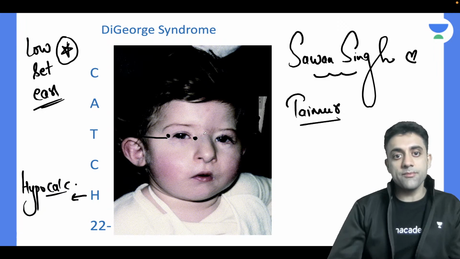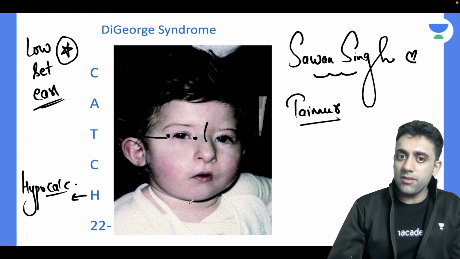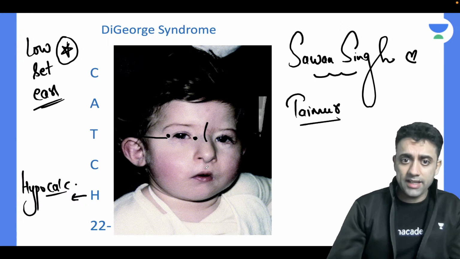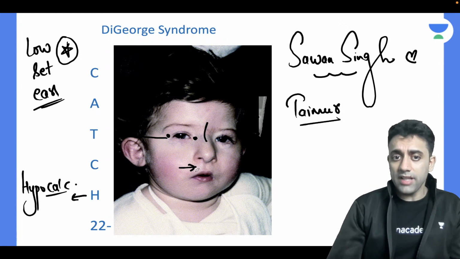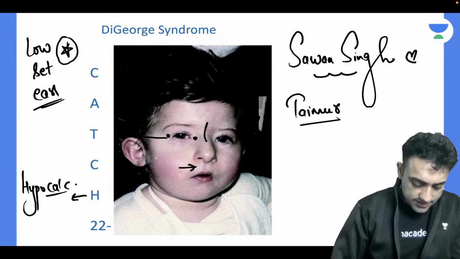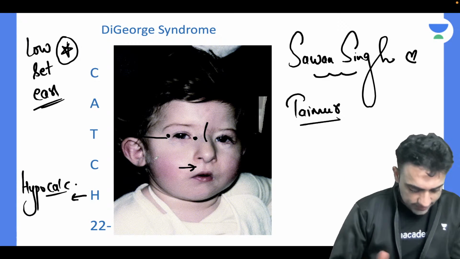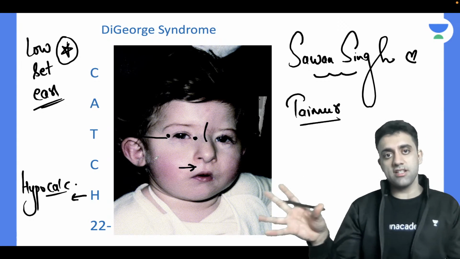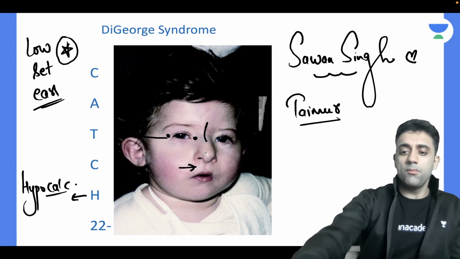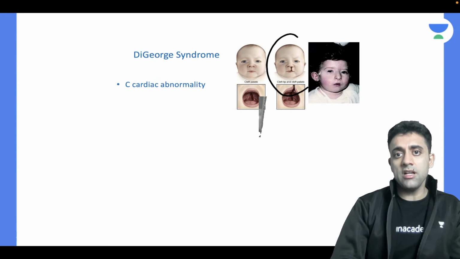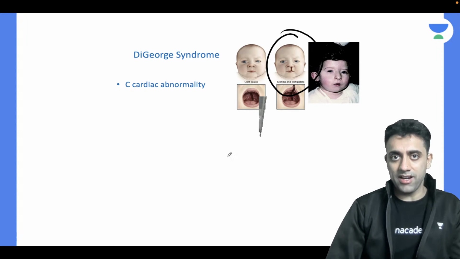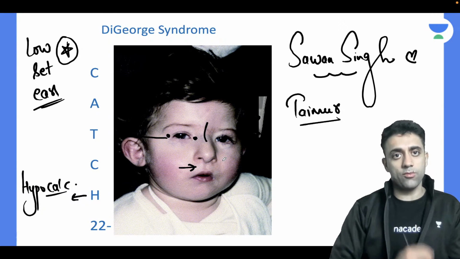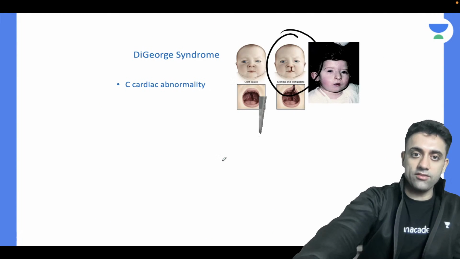So low set ears, depressed nasal bridge. Can we appreciate a depressed nasal bridge? Yes or no? Yes, exactly. And a smooth filtrum, right? These are the faces. In the Nelson book, they have not mentioned much detail about that face. Also, not in this picture but in another picture, the baby can also have a cleft palate. So cleft palate, low set ears, depressed nasal bridge, a smooth filtrum or a long filtrum, these all findings are there on the coarse faces.